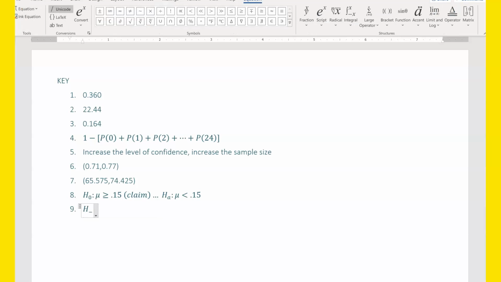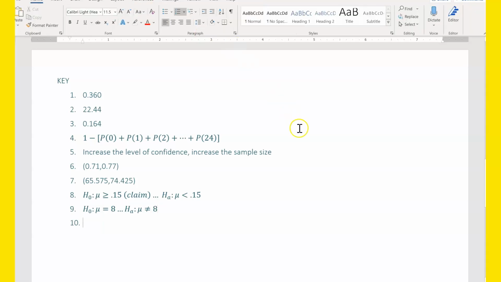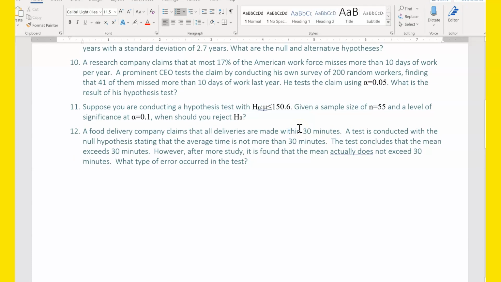So H naught would be mu equals 8. And so HA would be mu does not equal 8. Simple as that. All right.